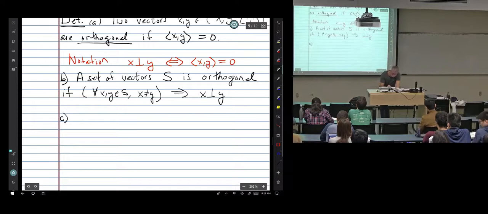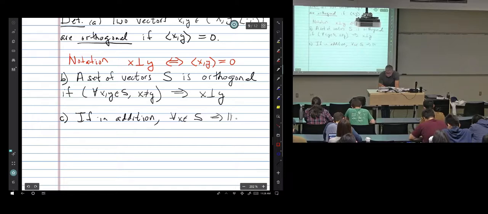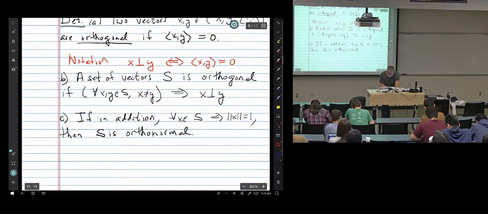And then C, if in addition, all the vectors in S have norm 1, then S is orthonormal. So, orthogonal, orthonormal.